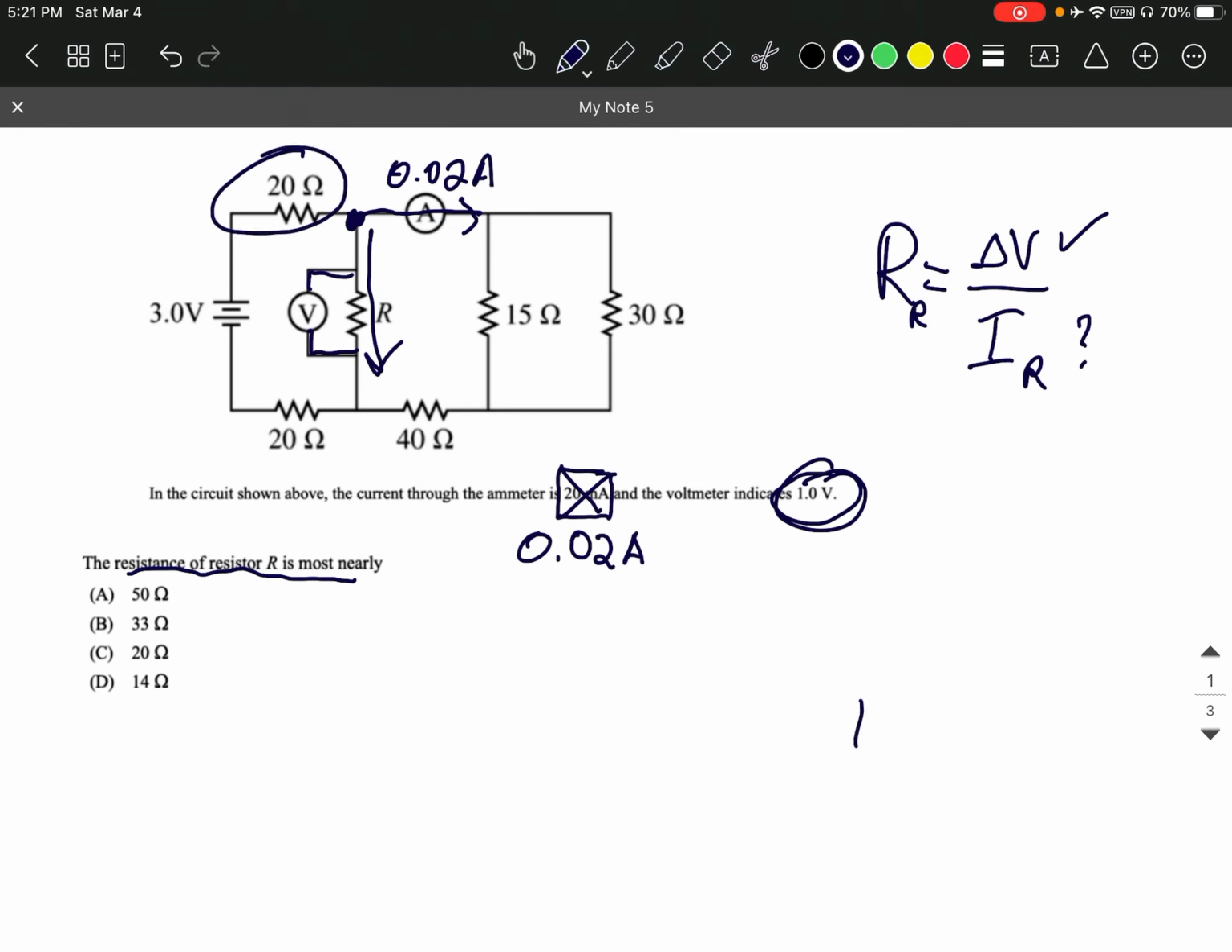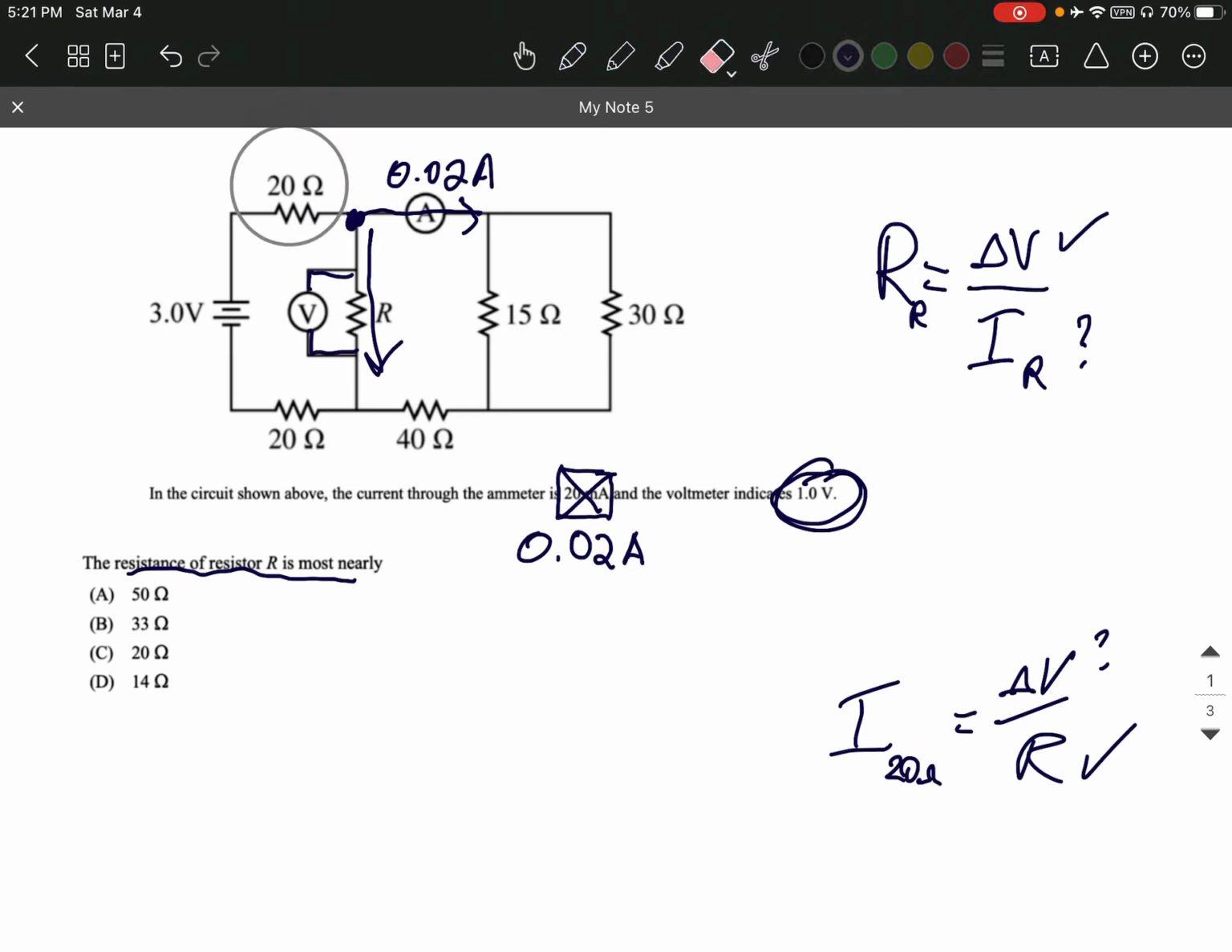If I go back to Ohm's law again, let's say the current through this 20 ohm resistor, you can see that you're in another spot where you don't have all the necessary values. I know the resistance is 20, but I don't know the voltage across this resistor. You can figure it out pretty quickly though. If you figured out that this voltage drop was also 1 volt, you are correct.